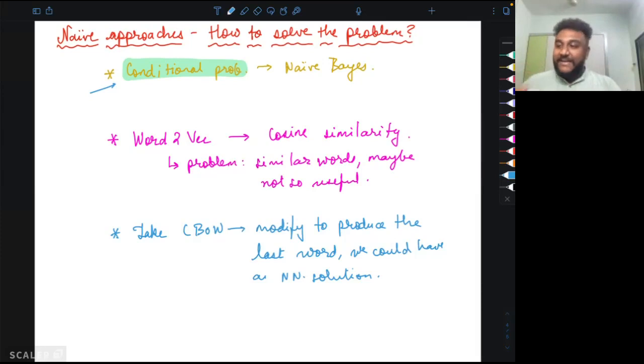And there is a very, very good reason why we want to use conditional probability over a neural network solution. And the answer is kind of straightforward. Can anybody guess why or in what situation this conditional probability approach is better than CBOW? I'm basically asking you, what makes naive Bayes better than neural networks? That is the question I'm asking you.